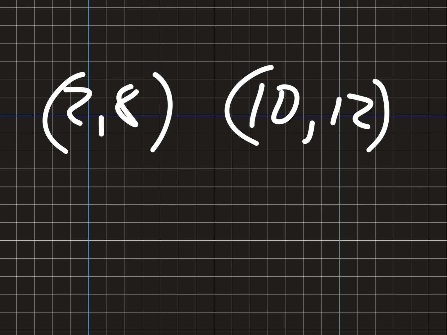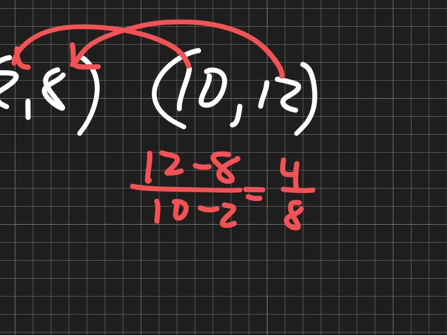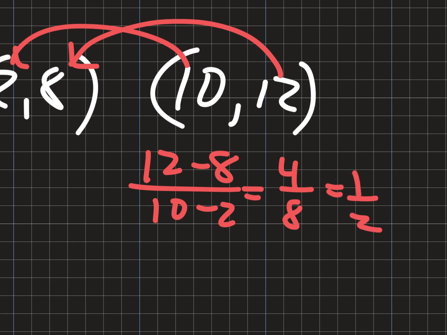All right, so your slope on this one should have been 12 minus 8 over 10 minus 2. And 12 minus 8 is 4. 10 minus 2 is 8. 4/8. Would you agree that's 1/2? Raise your hand if you had a half. Okay, good. Then that's your slope.